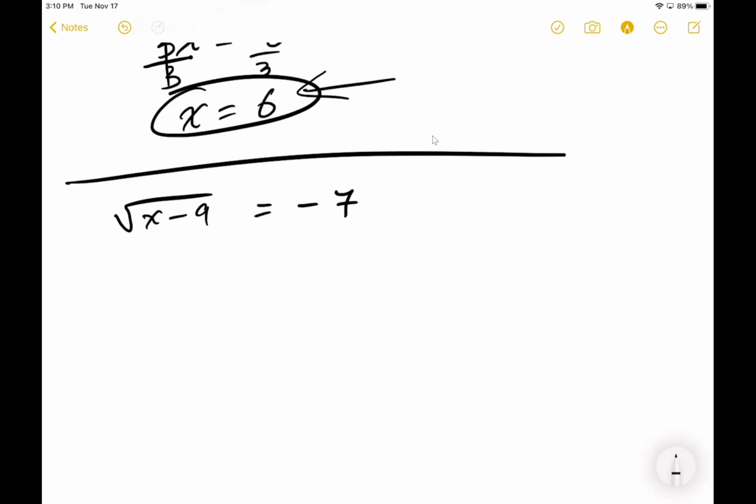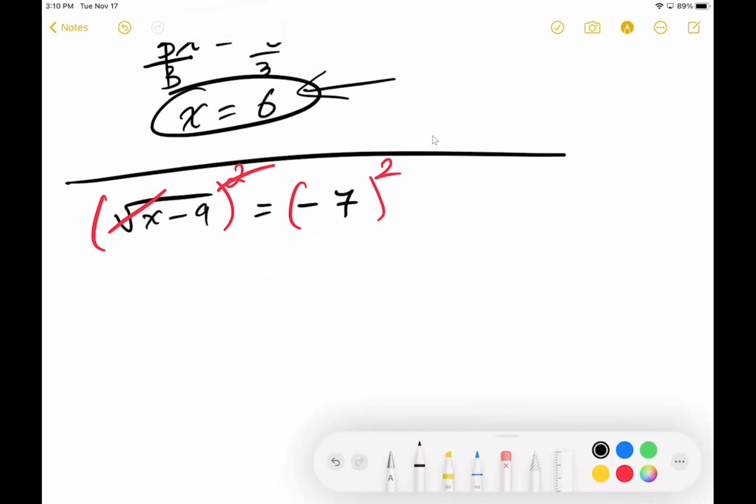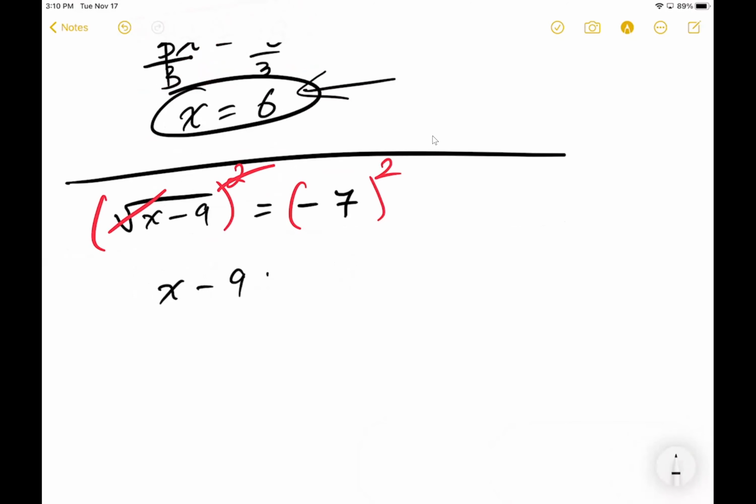So if you were to encounter this problem, let me show you, you probably say, my radical is by itself. I need to square them up, right? I need to square this item here. So a square and a square root, they cancel out. And if I cancel out, I have x minus 9 equal to 49, because -7 times -7 is positive 49.